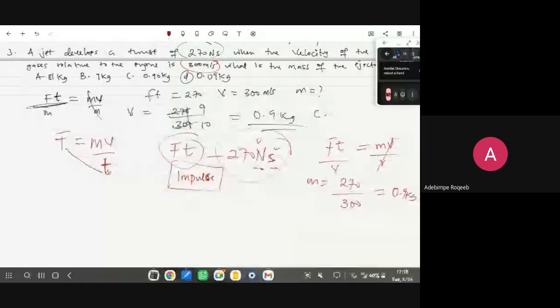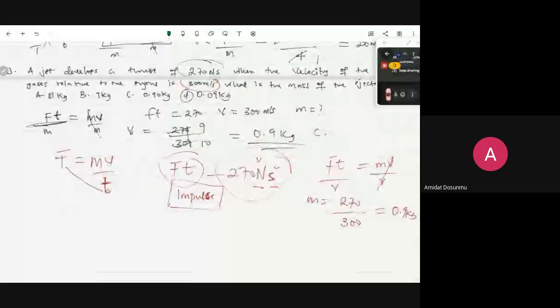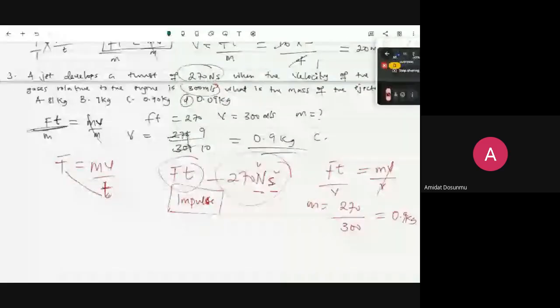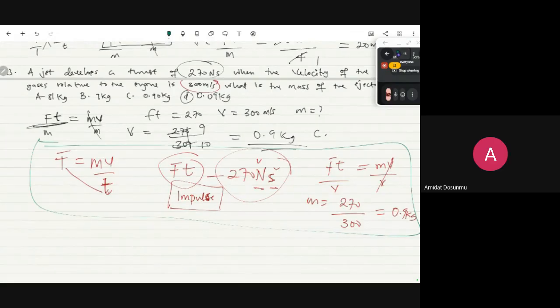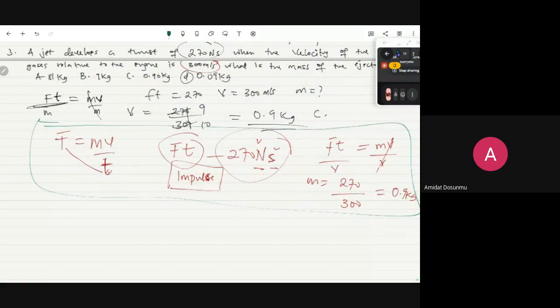Amida, you have a question, please go ahead. Yes, sir. Sir, you wrote Ft over m equals mv over m, so m cancels m. So v is the velocity, and we are given the velocity here as 300. Sorry, I made a mistake. It's actually supposed to be cancel v, not m. So that's why I did it again. Okay, sir. Thank you so much. Is it clear to you? Yes, sir. Okay, good.